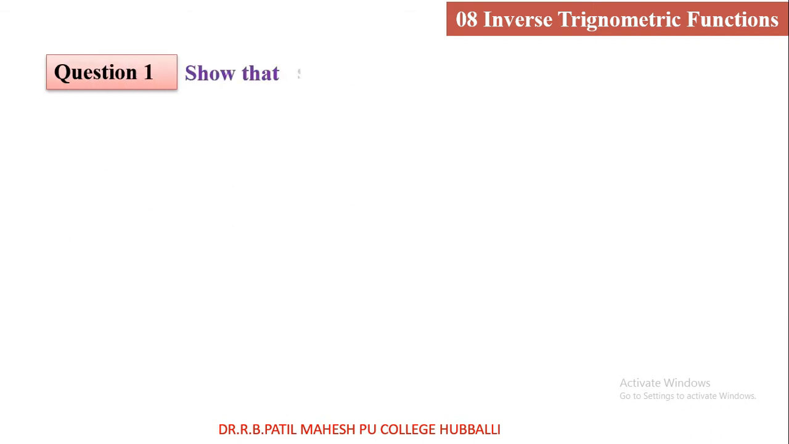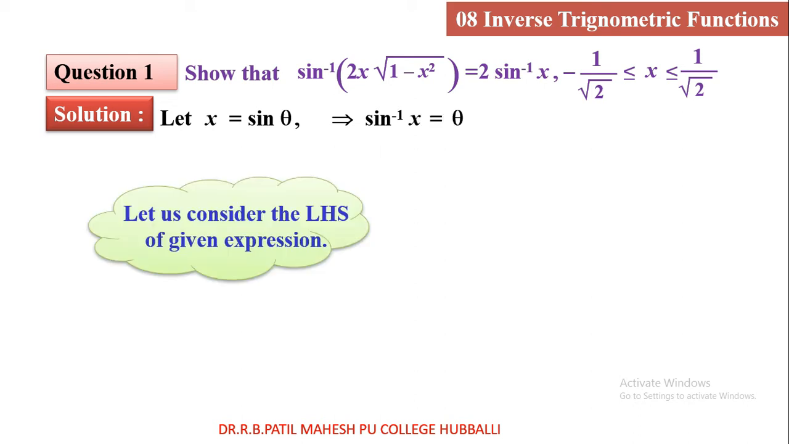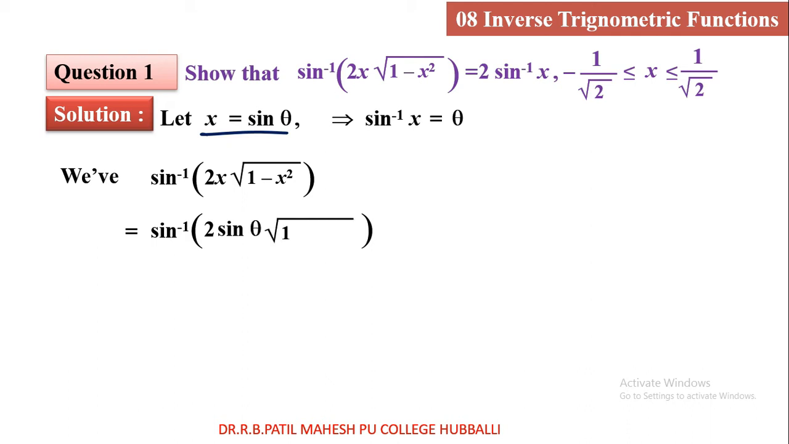Show that sin inverse of 2x into root of 1 minus x square equal to 2 sin inverse x, where x lies between minus 1 by root 2 to plus 1 by root 2. Dear students, for this let me take x equal to sin theta, so that sin inverse x is equal to theta. Let us consider the LHS of the given expression. That will be sin inverse of 2x into root of 1 minus x square. Now I am going to replace the value of x in this expression, that is sin theta.